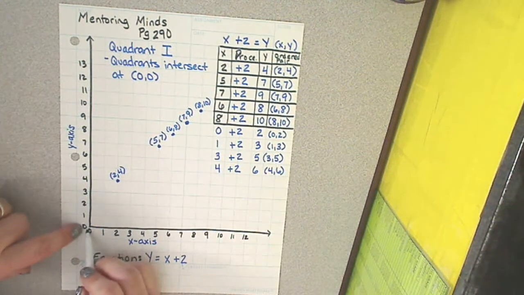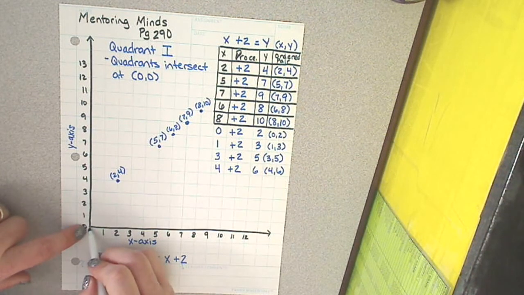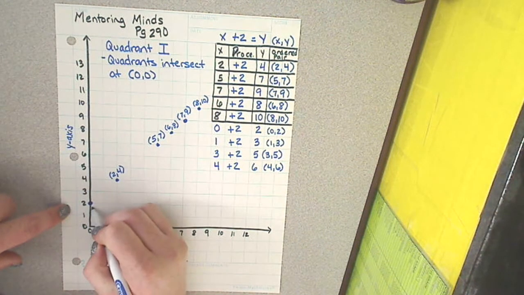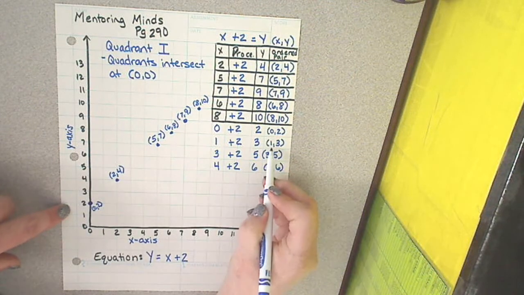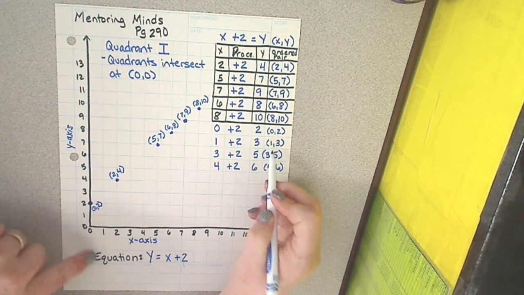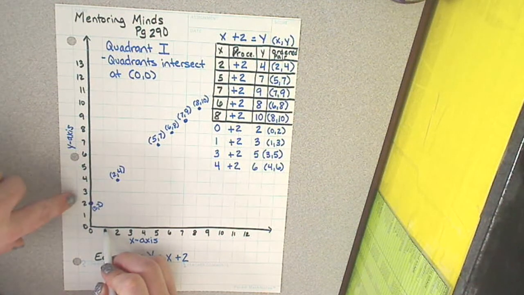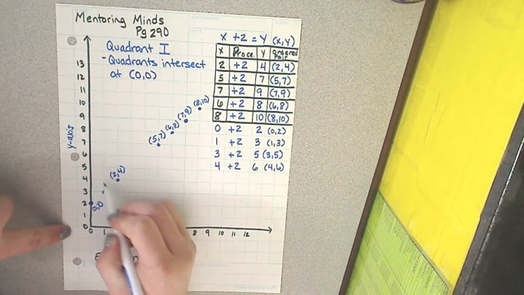So find our 0. Our x is actually 0, which is fine. So we're going to stay at 0, and we're going to go vertically until we get to 2, until we find 0, 2. For this next ordered pair, we go horizontally to 1, and then we need to go up until we find 3 along the y-axis. 1, 3.